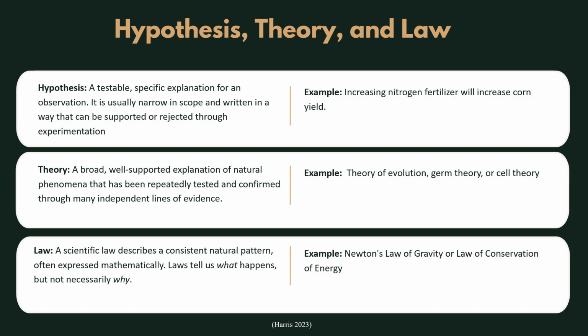Now, a law is a little different. It describes consistent patterns that usually are in the form of mathematical calculations. So this is going to tell us what happens, but it doesn't explain why. So one example would be Newton's law of gravity or the law of conservation of energy. This is a mathematical equation, and it's been used and tested for a very long time. Why it occurs? The law itself does not tell us.